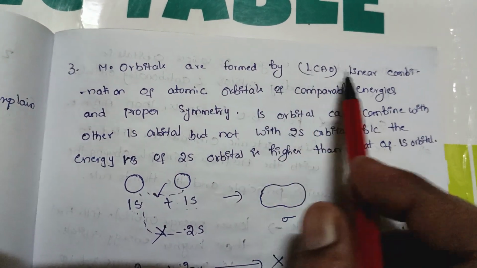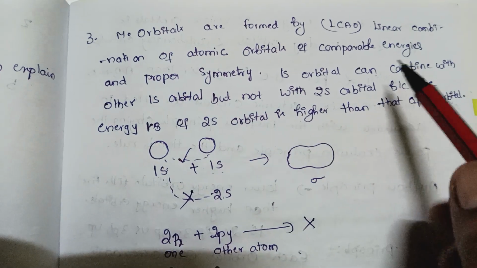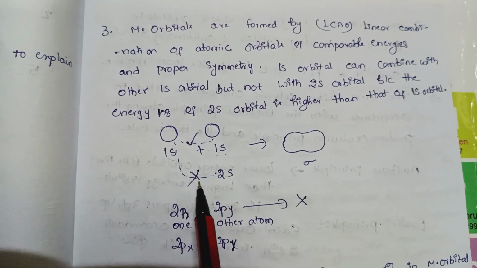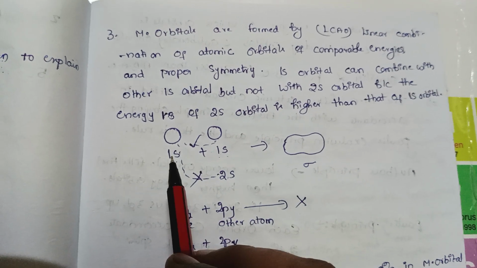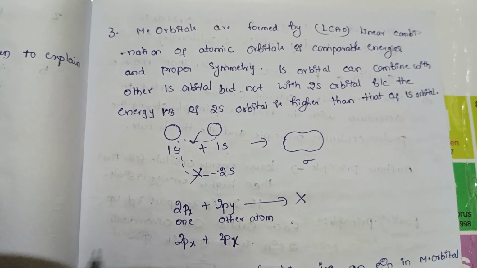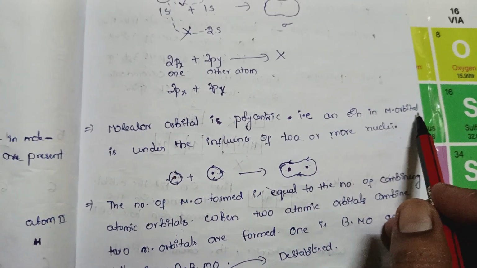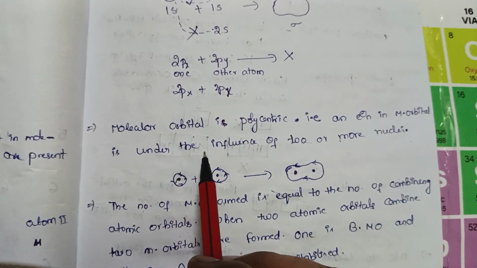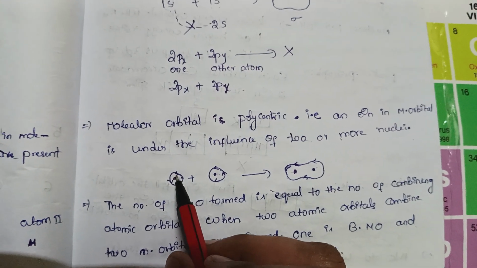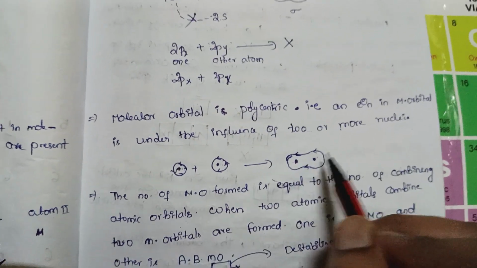Molecular orbitals are formed by linear combination of atomic orbitals of comparable energies and proper symmetry. Comparable energies means similar energies. A 1s orbital can combine with a 1s orbital. It can't combine with a 2s orbital, because 1s and 2s have different energies. A molecular orbital is polycentric, meaning an electron in a molecular orbital is under the influence of two or more nuclei. In atomic orbitals, electrons are under the influence of one nucleus, but in molecular orbitals, electrons are under the influence of two nuclei.